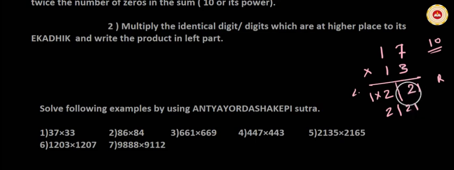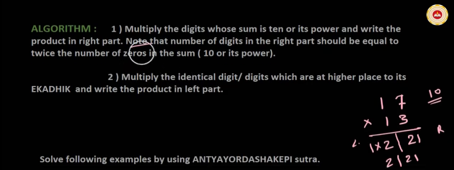But if there is only 1 digit, then what to do? Simple. Write 0 at the left side of the existing digits in the right part. See, I repeat, write 0 at the left side of the existing digits in the right part, so that the number of digits would become 2. Simple. Let us repeat the algorithm.